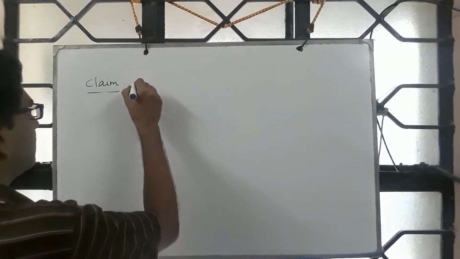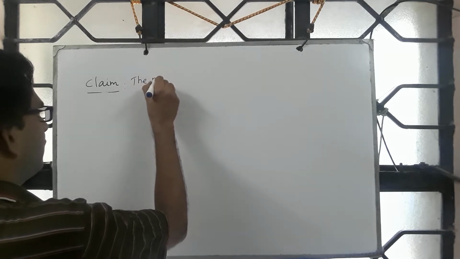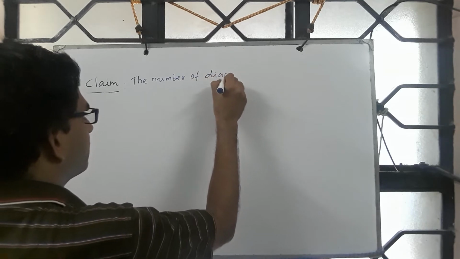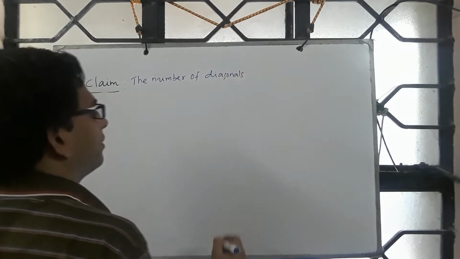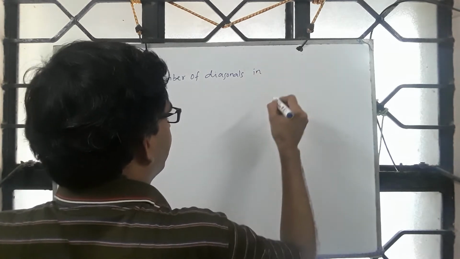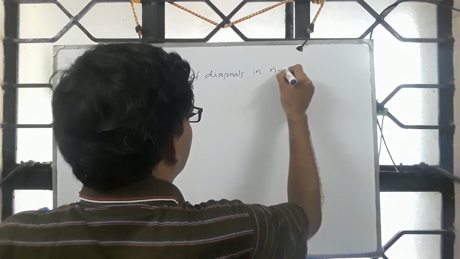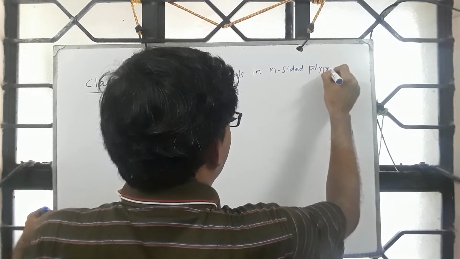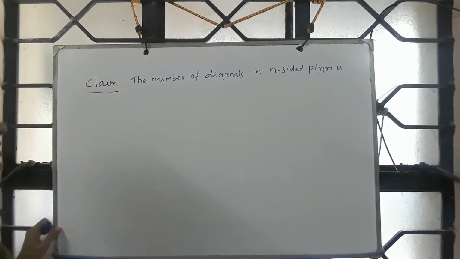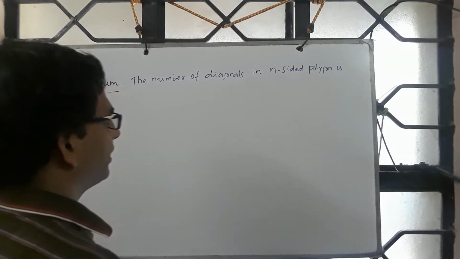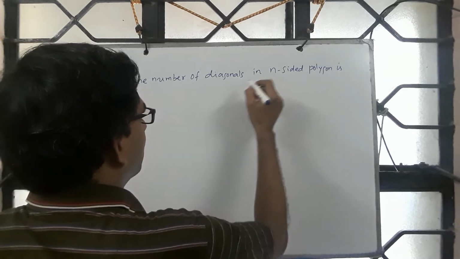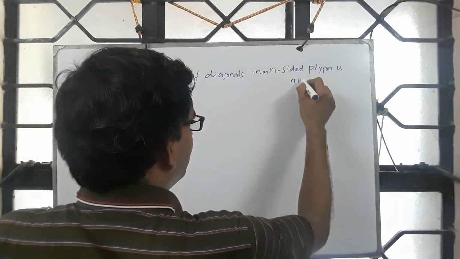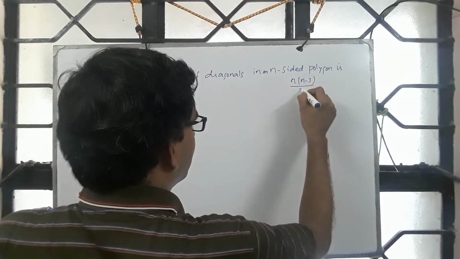The next claim is the number of diagonals in an n-sided polygon. So consider an n-sided polygon. In an n-sided polygon, as we say, the number of diagonals is n into n minus 3 by 2.